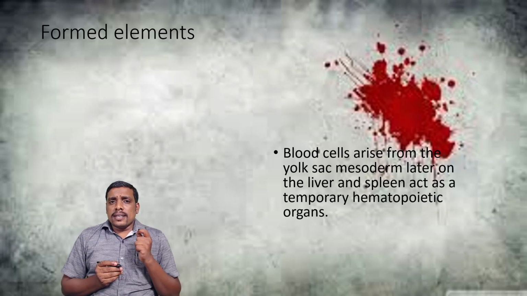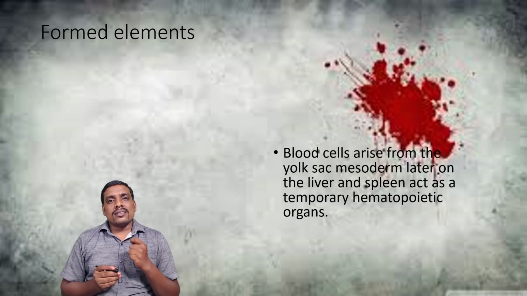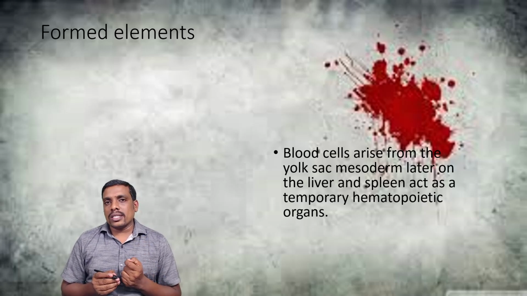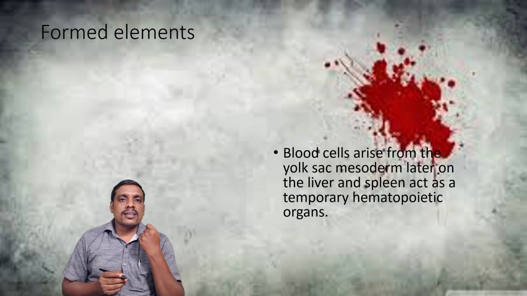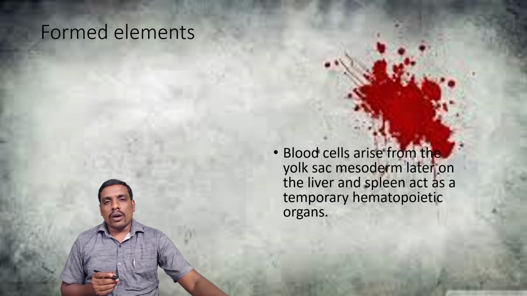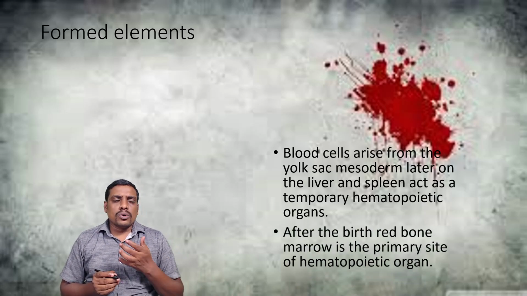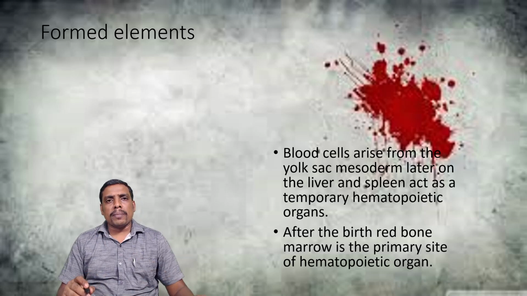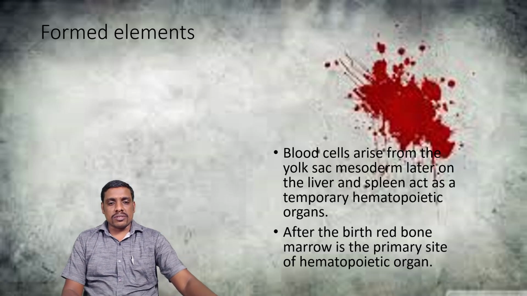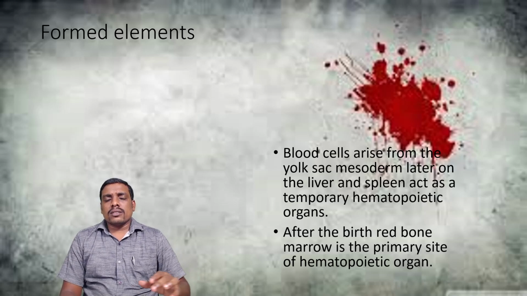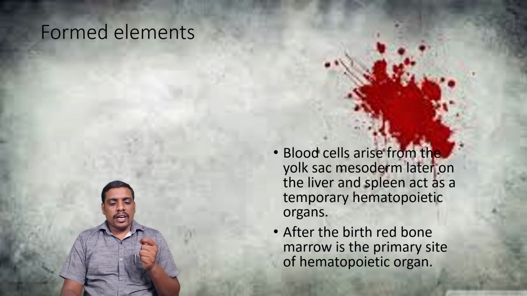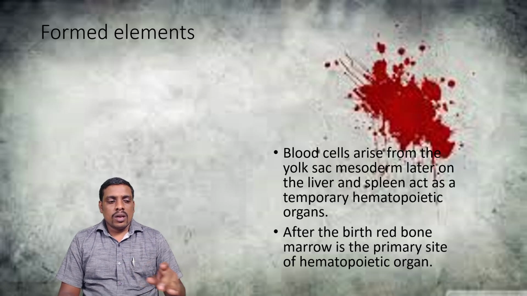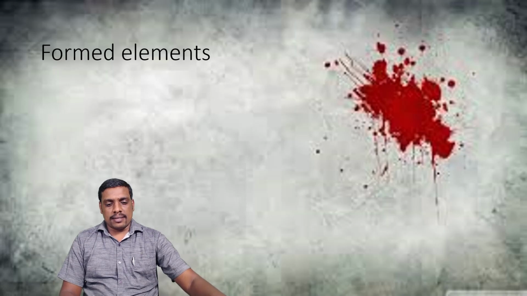Now, spleen and liver act as temporary hematopoietic organs. What is a hematopoietic tissue or organ? The organ which can form blood cells is generally considered a hematopoietic tissue or organ. Spleen and liver both act as temporary organs for hematopoiesis. After birth, the red bone marrow present in our body plays an important role in hematopoiesis, nothing but the formation of blood cells.